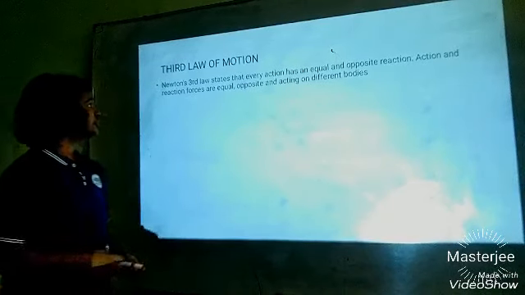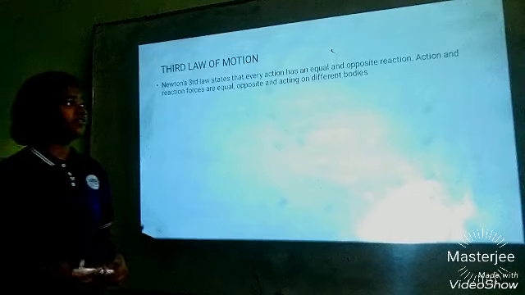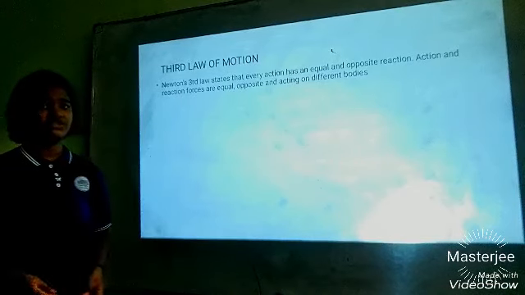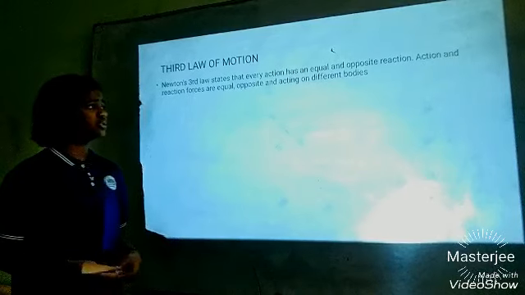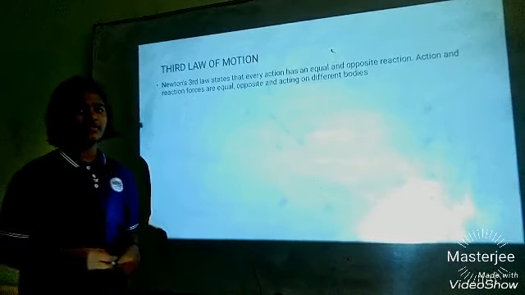Third law of motion. Newton's third law states that every action has an equal and opposite reaction. Action and reaction forces are equal, opposite and acting on different bodies.